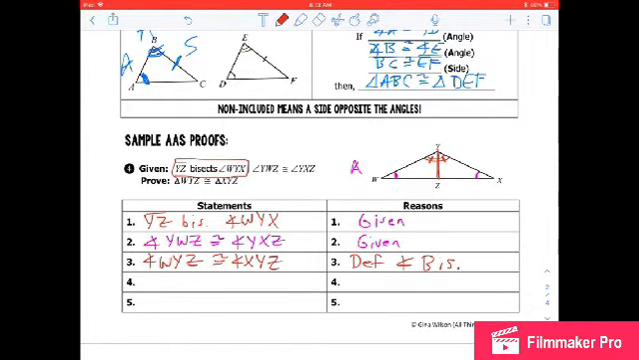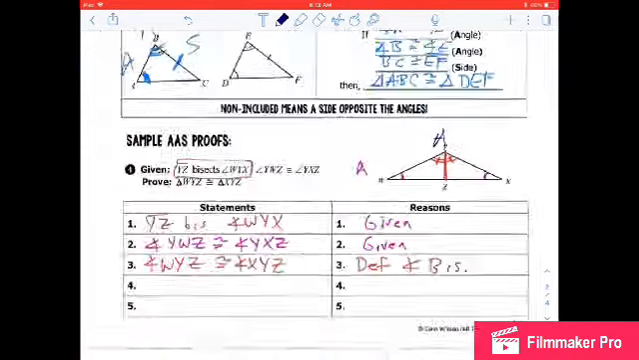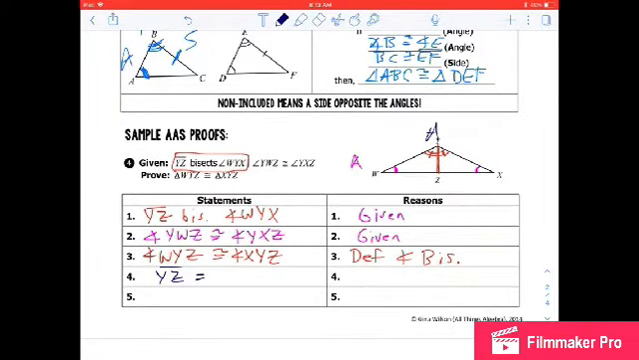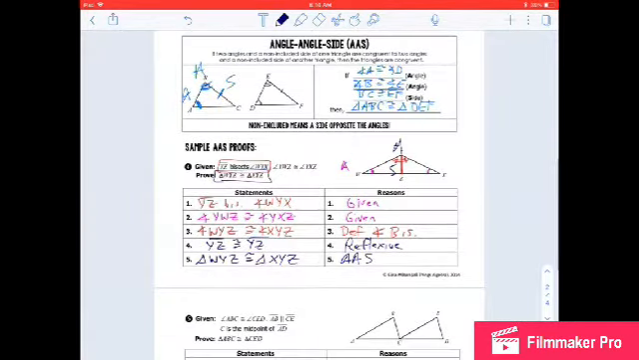So I used the first given, which was a bisector, angle bisector. All right, and so right now I've got an angle, and now finish it out with the side. So YZ congruent to YZ, and that is reflexive property. Okay, so now I've got AAS, and I can go ahead and call the triangles congruent. So look at your congruency statement. Triangle WYZ is congruent to triangle XYZ, and that is by angle, angle, side.